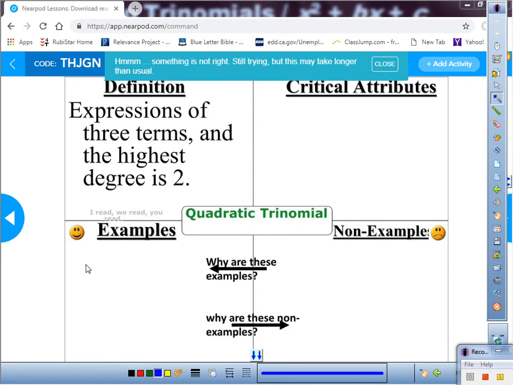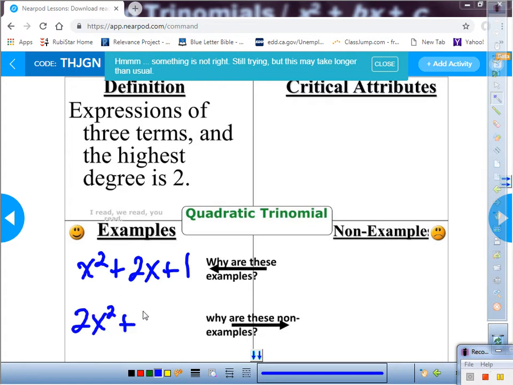Examples, write this down. Example, I'm going to write x squared plus 2x plus 1. I'm also going to write 2x squared plus 6x plus 5. Those are examples of a quadratic trinomial. Let's see. Does it have 3 terms? 1, 2, 3. Yes. What is the highest degree? 2. Does it have 3 terms? 1, 2, 3. Highest degree is 2. Okay. So, with that said, write a non-example. What would be a non-example?